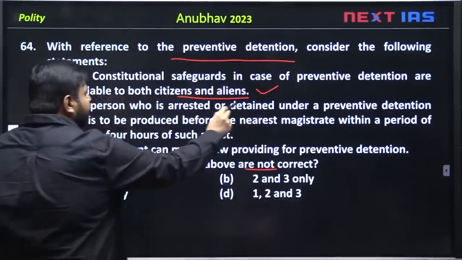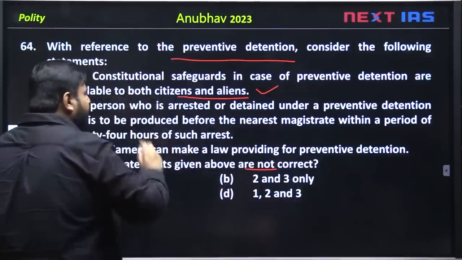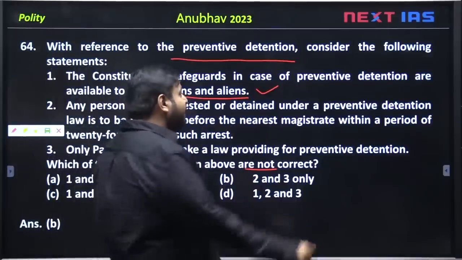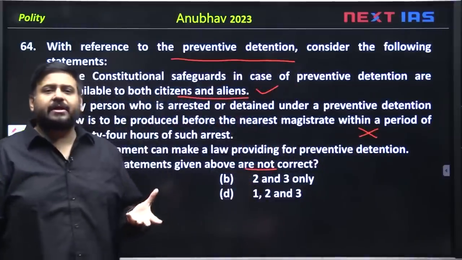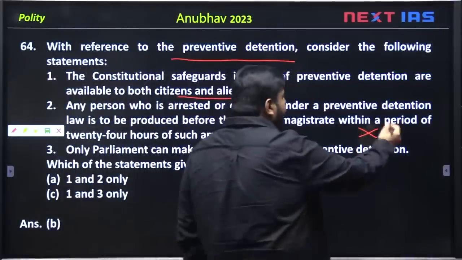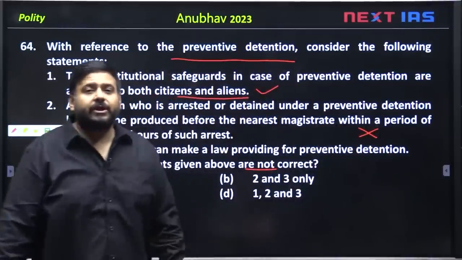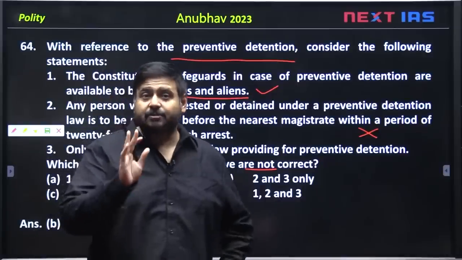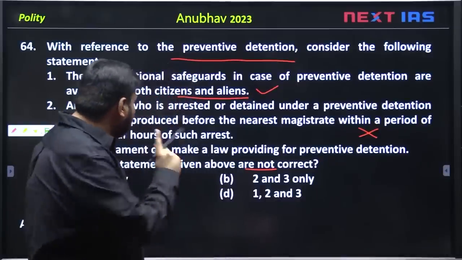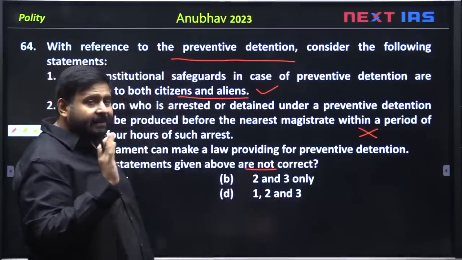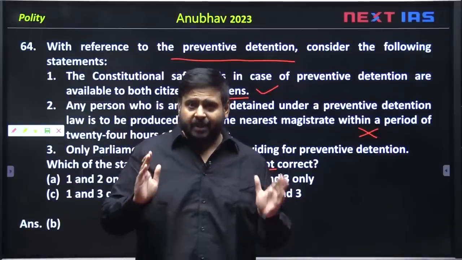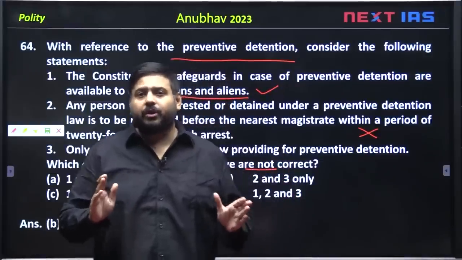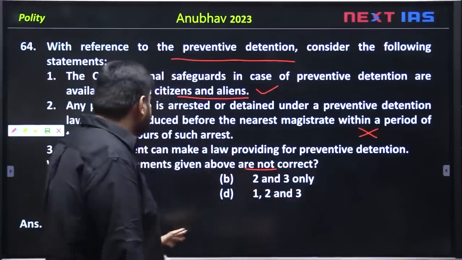A person who is arrested or detained under preventive detention is to be produced before the nearest magistrate. This is incorrect. A person who is under punitive detention is to be produced within 24 hours to the nearest magistrate. Also, remember that this 24 hours does not include the traveling time. 24 hours must exclude the traveling time. So, the second statement is incorrect.